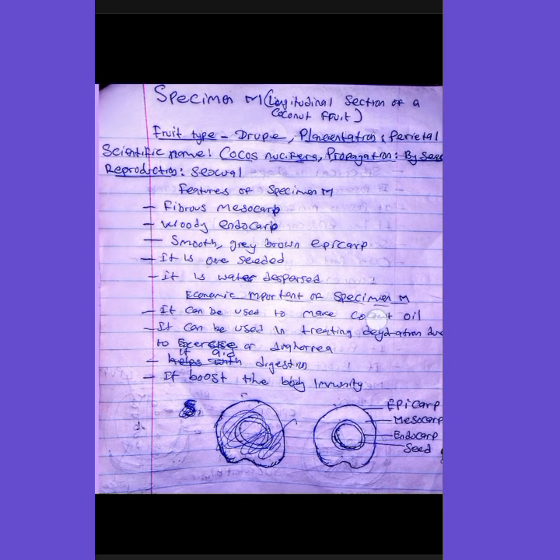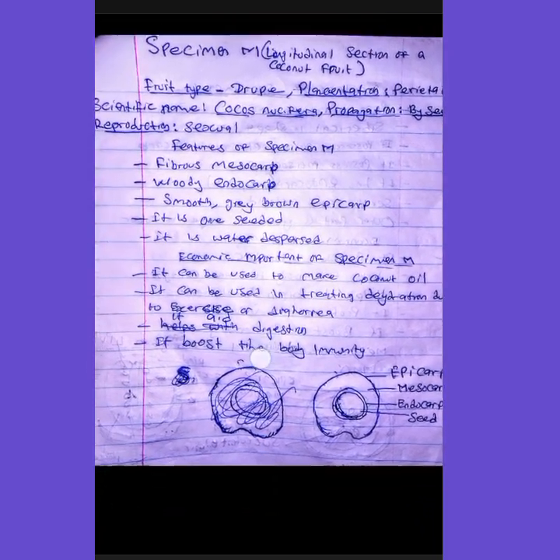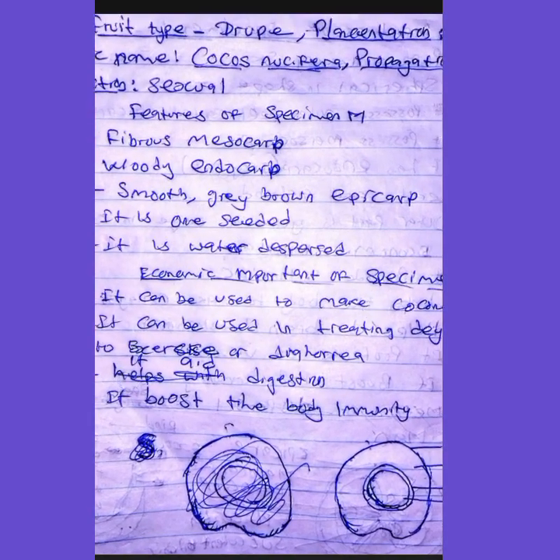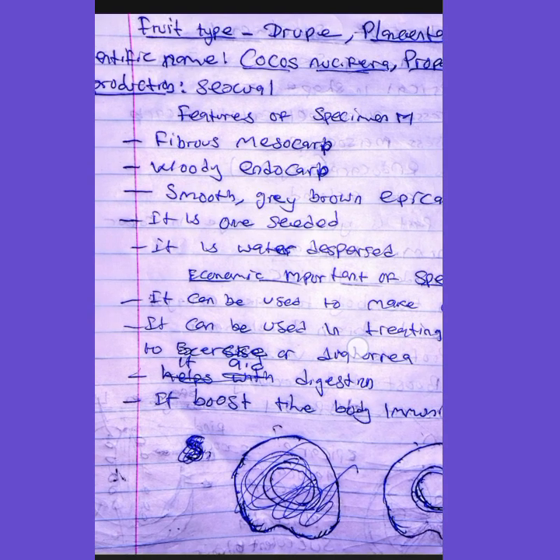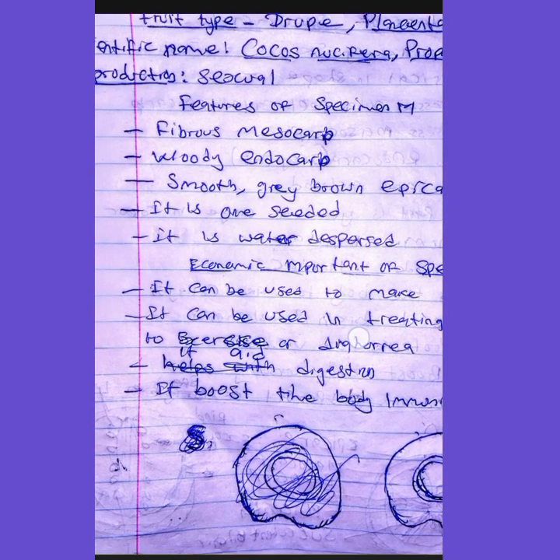Specimen M, longitudinal section of coconut fruit. The fruit type is drupe. The placentation is parietal placentation. The scientific name is Cocos nucifera. The propagation is by seed. Reproduction is by sexual reproduction. Features of specimen M: a fibrous mesocarp and a woody endocarp.